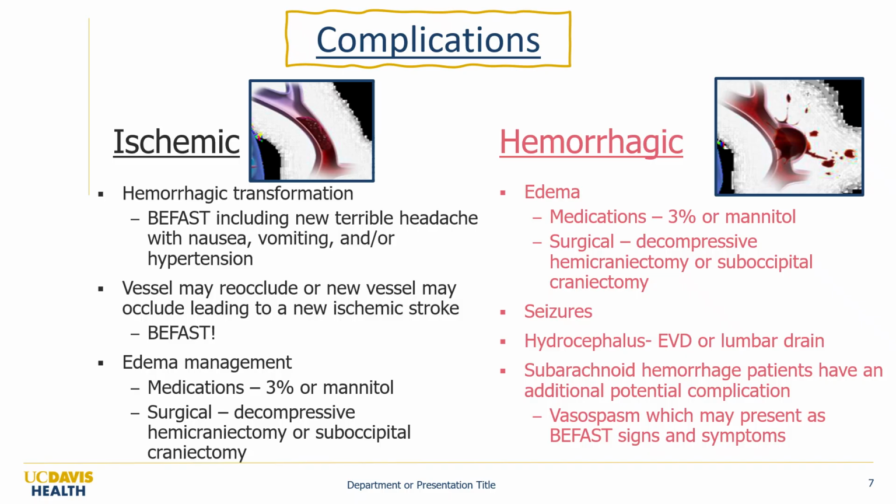This is where the artery spasms down and cuts off blood flow, oxygen, and nutrients to the brain. This results in delayed cerebral ischemia and will present as BFAST signs and symptoms. You can think of this similarly to an ischemic stroke where the oxygen and nutrients are cut off to the brain, leading to those sudden onset BFAST signs and symptoms. The difference with vasospasm is instead of a blockage, the spasming of the artery is what cuts off the blood flow, leading to those BFAST signs and symptoms.